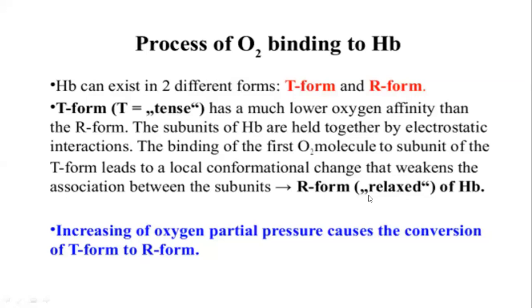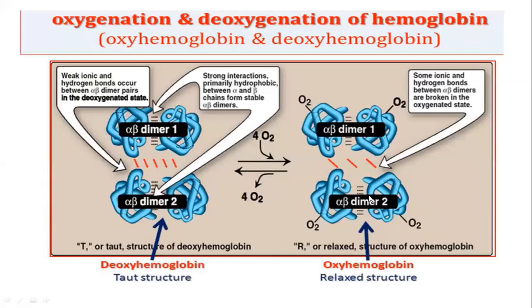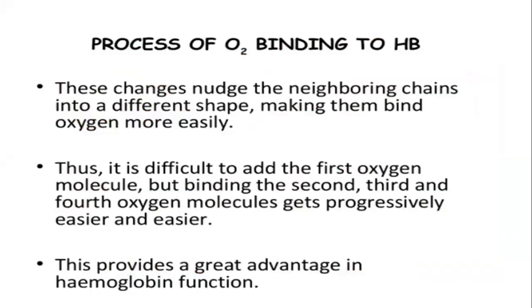Having said that, this is exactly what happens, where the polar bonds get weakened as oxygen enters the hemoglobin, and that makes it easier for us to transition the hemoglobin from a T state to a relaxed state. These are the two forms in which hemoglobin can exist.